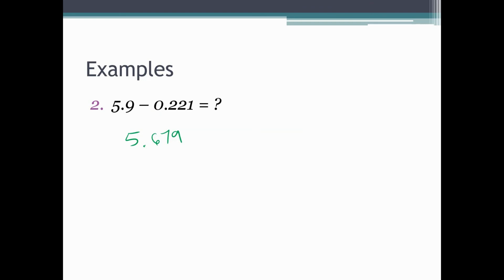Because here, our 5.9 goes to the tenths place and our 0.221 goes to the thousandths place. This is the fewest number of decimal places, so we can only go to the tenths place. We need to cut this off and round it. This 7 is going to tell us to round this up. So this will become 5.7. 5.6 rounds up to 5.7. So that's going to be our answer to number 2.